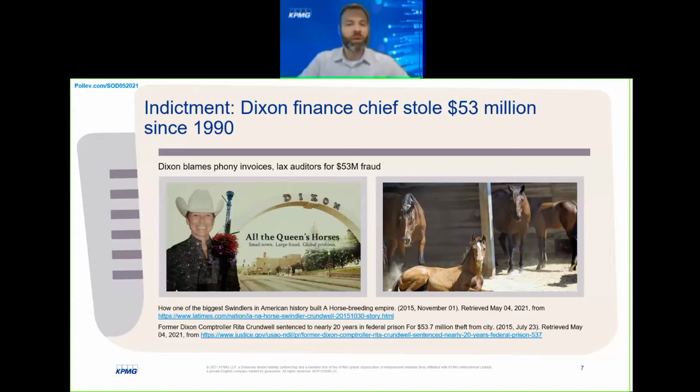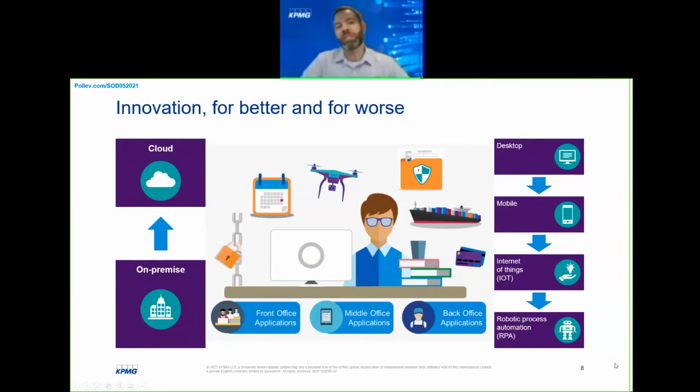So why don't we move on to the next slide, and we're going to talk about some of the trends we're seeing in the marketplace right now. We hit on some of these things in the general session. If you recall, we're calling this innovation for better and for worse. For better, we've got all this real-time access to data, data at our fingertips, mobile, anywhere through cloud. This is what we want to help us run our businesses more efficiently.